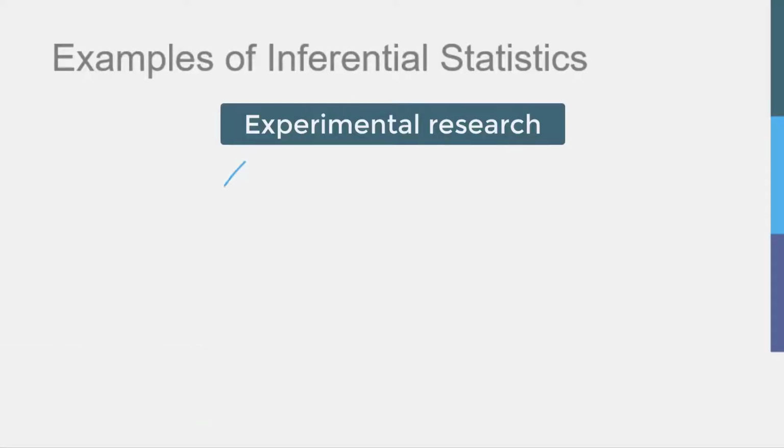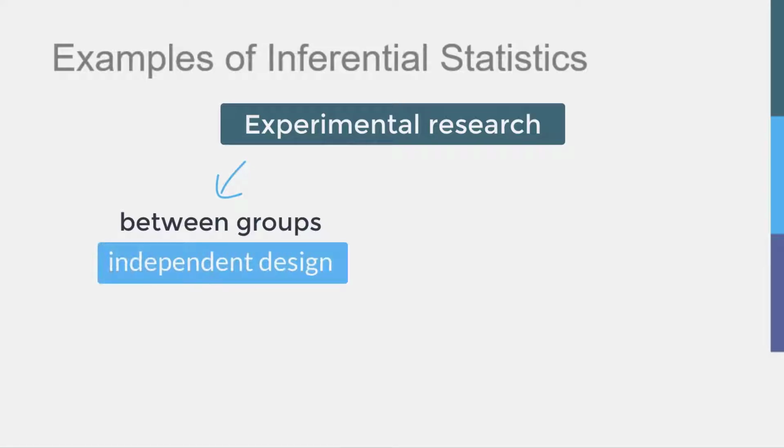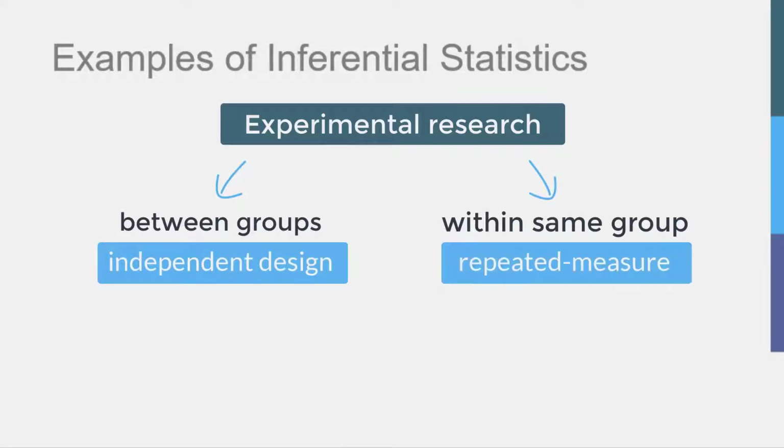In experimental research, we manipulate variables, also known as the independent variable, and this manipulation can either be done between groups, known as the independent design, or within the same group, known as the repeated measure design. For experimental research where we manipulate variables between groups, and when there are two groups, we can apply a t-test.